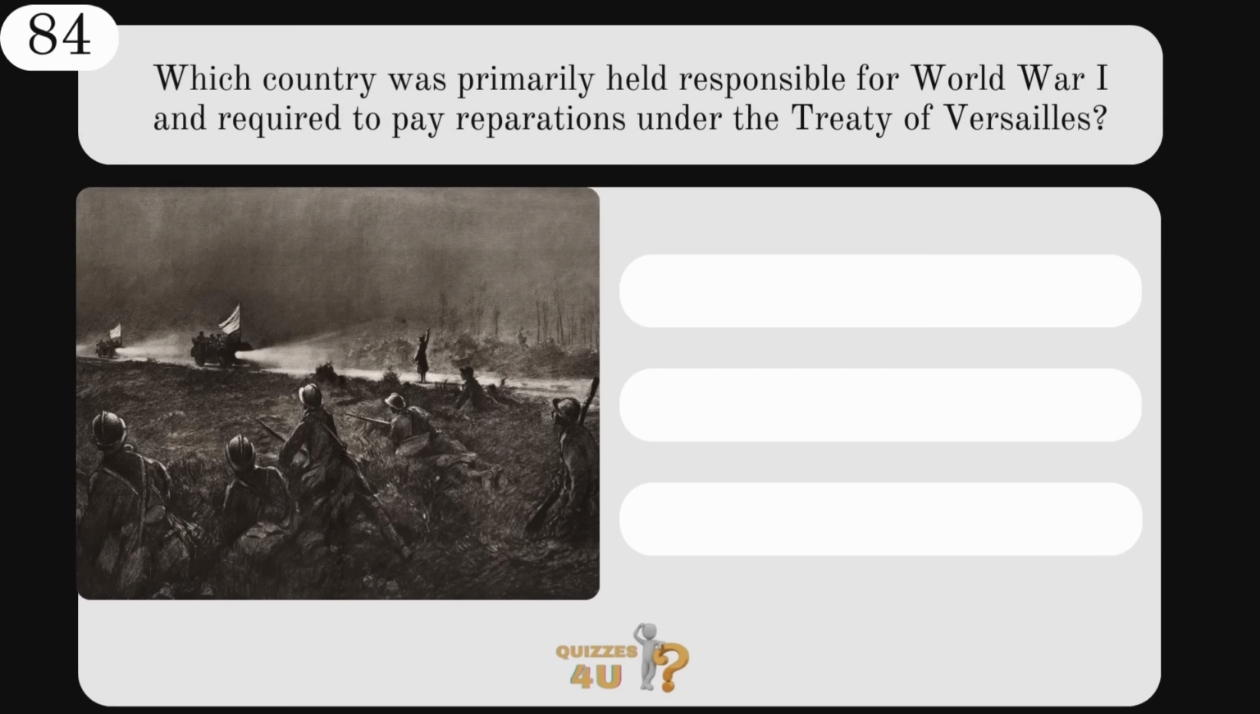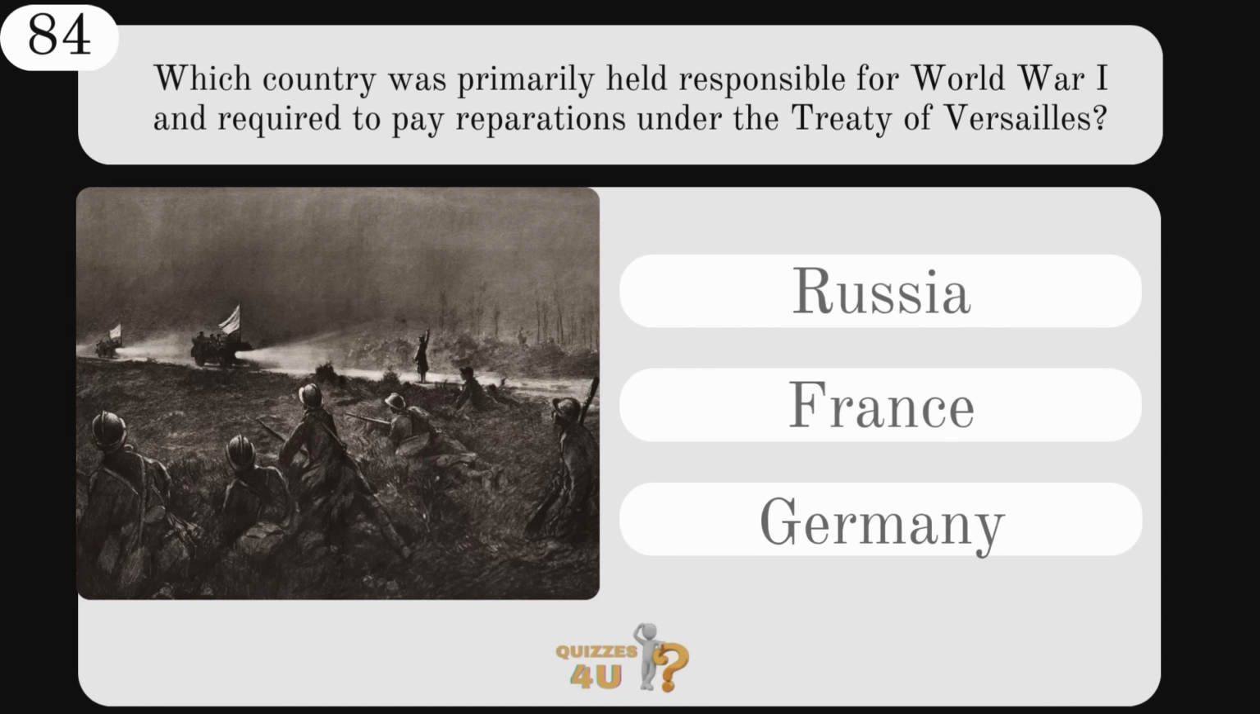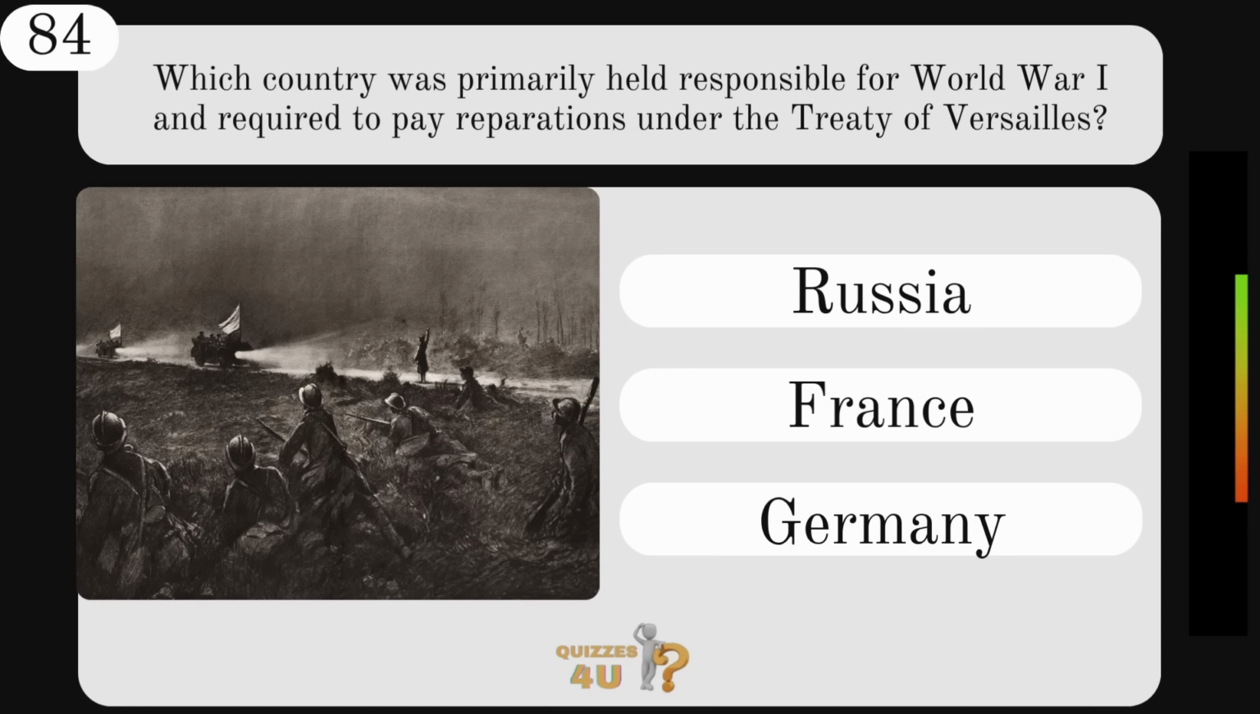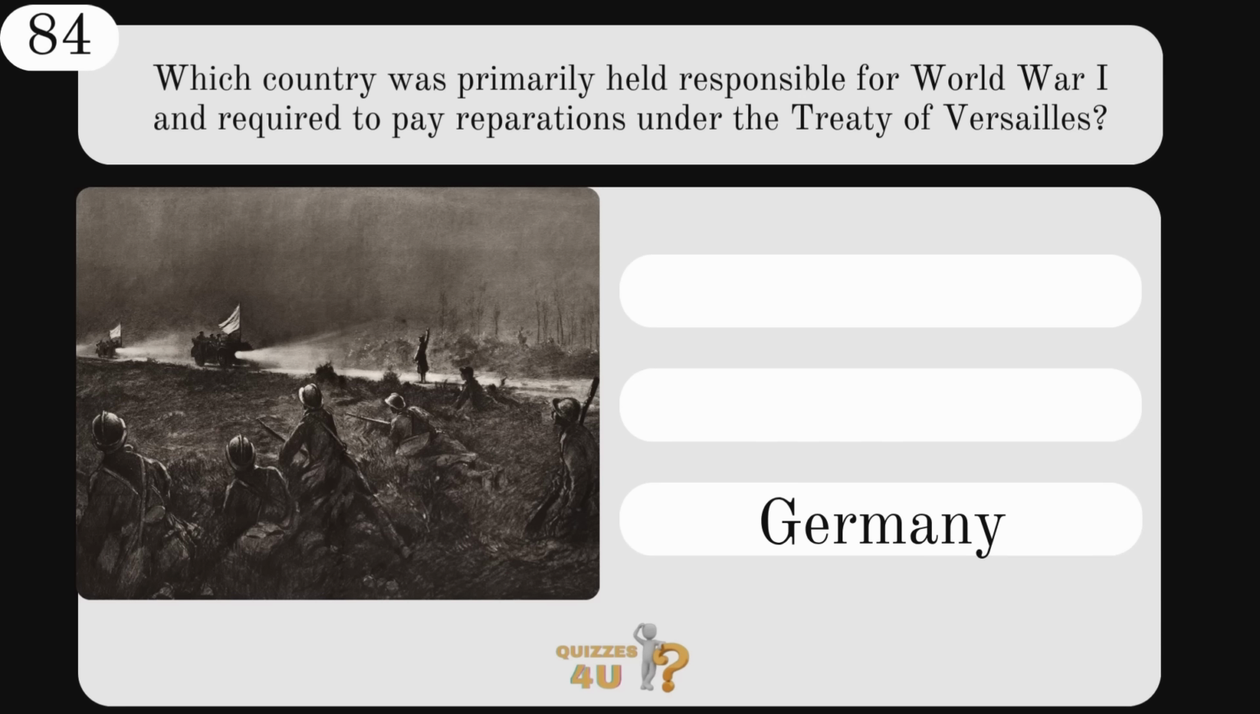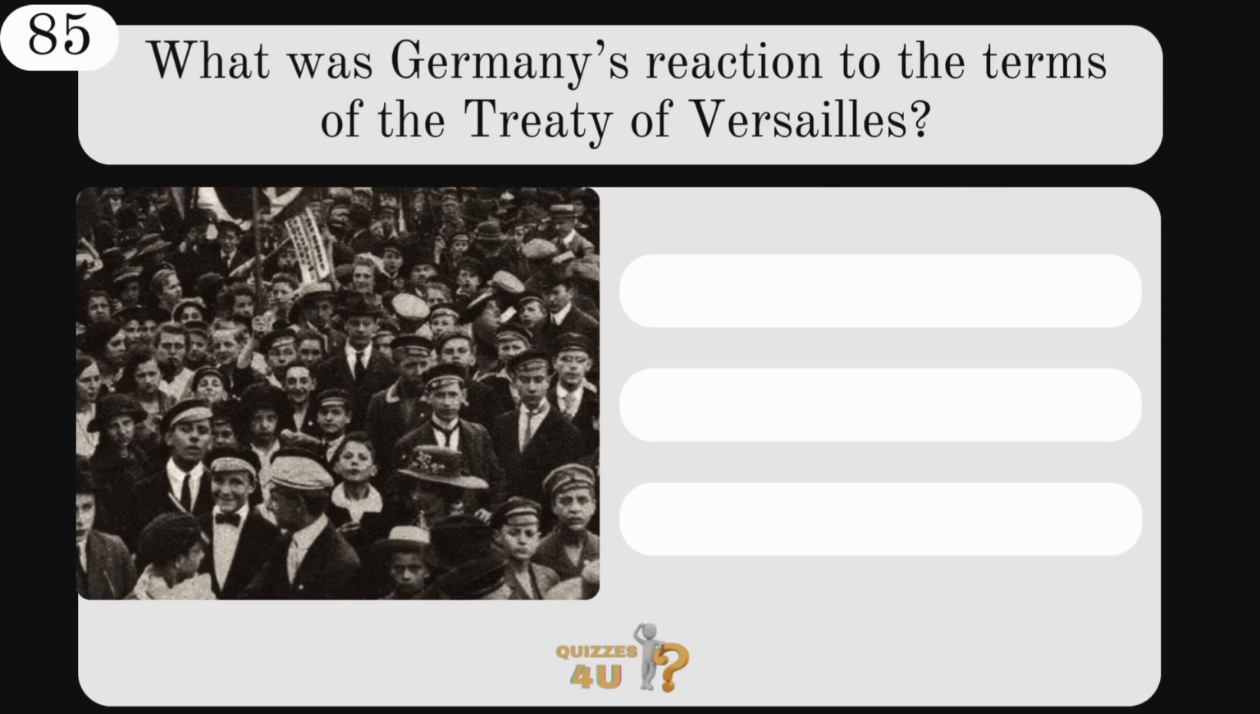Which country was primarily held responsible for World War I and required to pay reparations under the Treaty of Versailles? Russia, France, or Germany? That was Germany. What was Germany's reaction to the terms of the Treaty of Versailles?